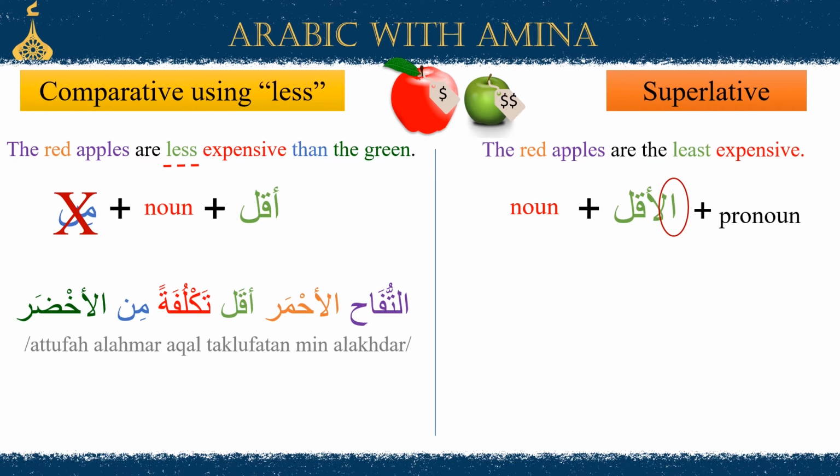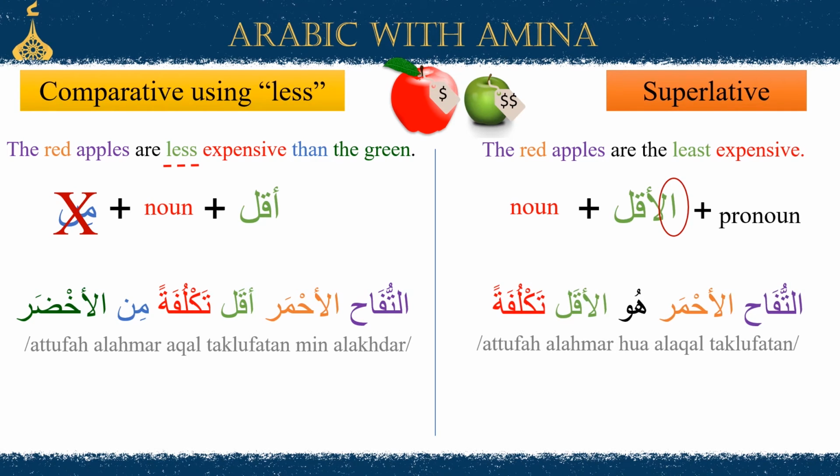So, the red apples are the least expensive. التفاح الأحمر هو الأقل تكلفة. Our pronoun is who. We have al-aqal with al-ta'rif. And then we have the noun تكلفة.